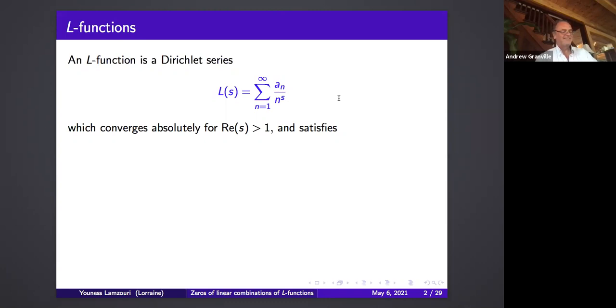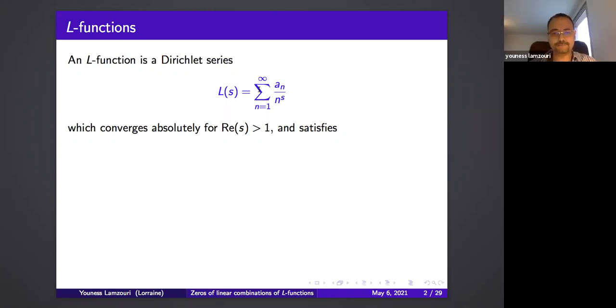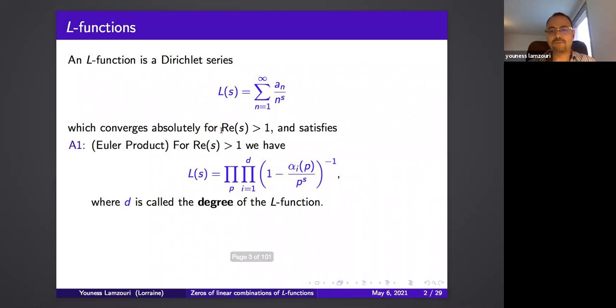An L function is a Dirichlet series, which is absolutely convergent for real s greater than one and satisfies a few assumptions. So the first is an Euler product representation, which, as you can see, is different from the Selberg class definition. So we require the Euler product to be polynomial. And the d here is called the degree of the L function. It measures the complexity.